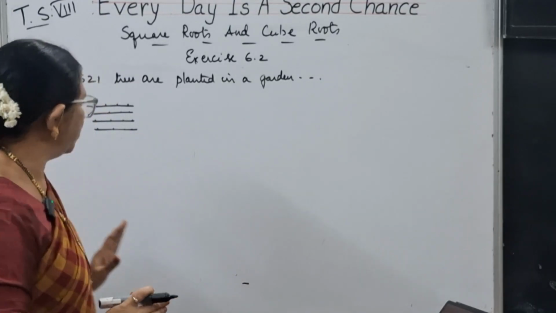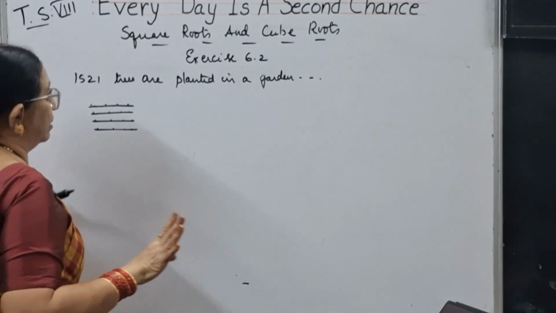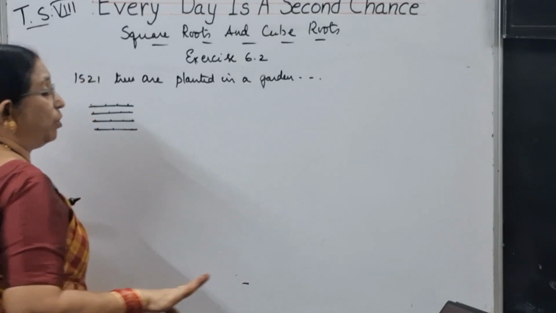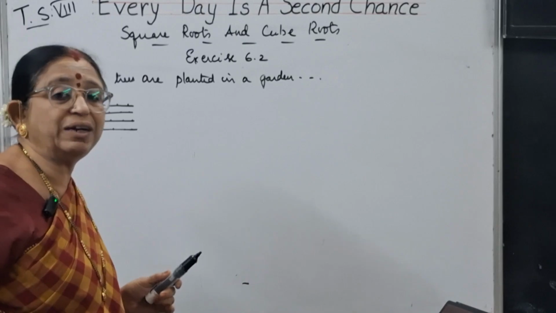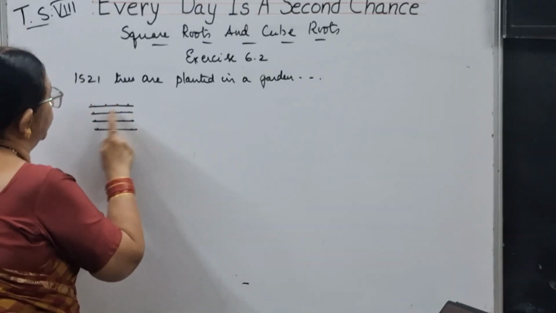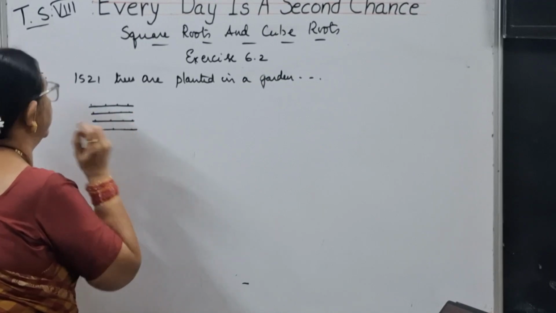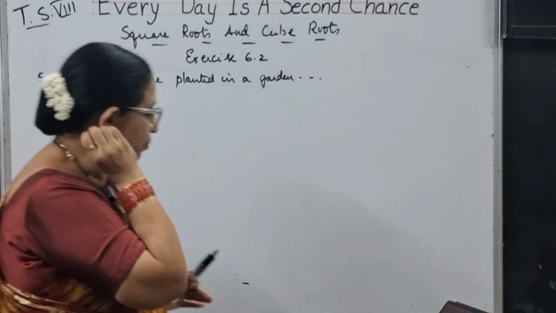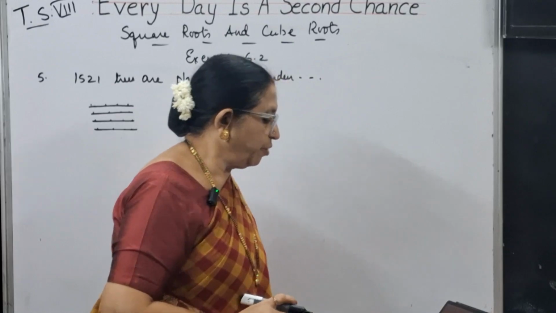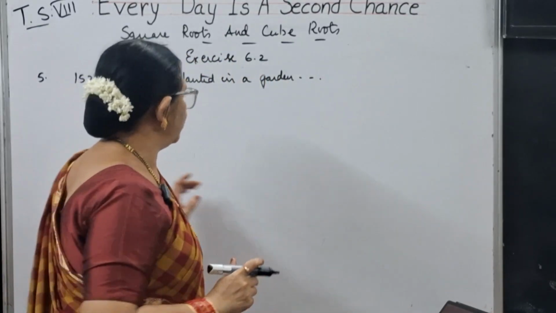So as an example, I am drawing a small figure. Suppose there are 4 rows. 4 rows means 4 trees will be there in each row: 1, 2, 3, 4. So 4 rows are there, and in each row, 4, 4, 4, 4 trees are there. Now the question is what? They are asking, find the number of rows and the number of trees in each row.